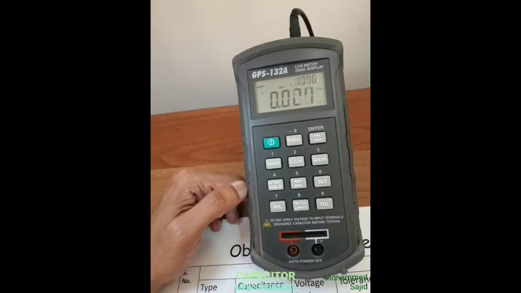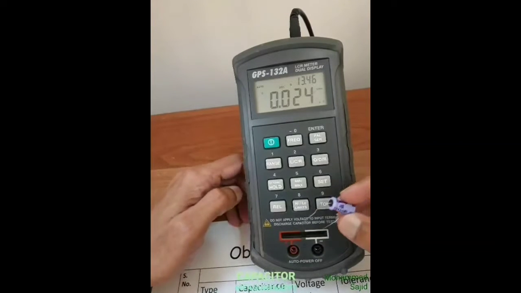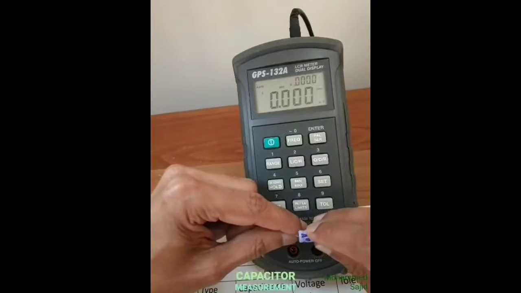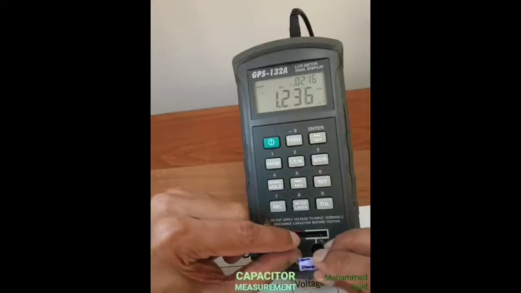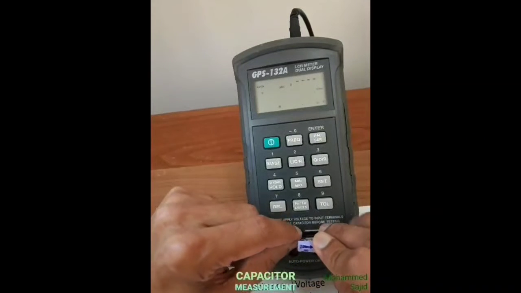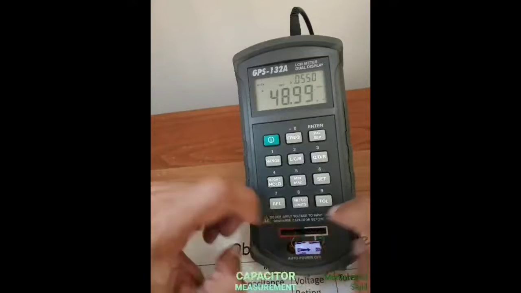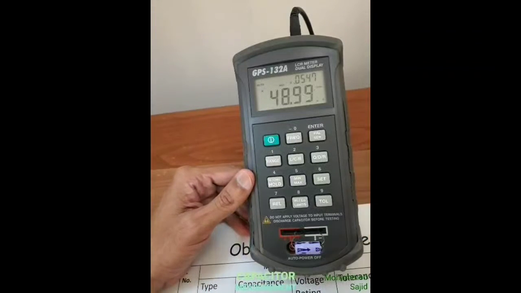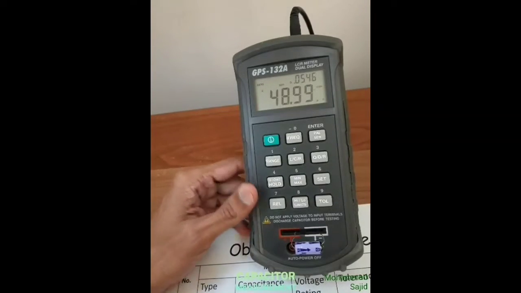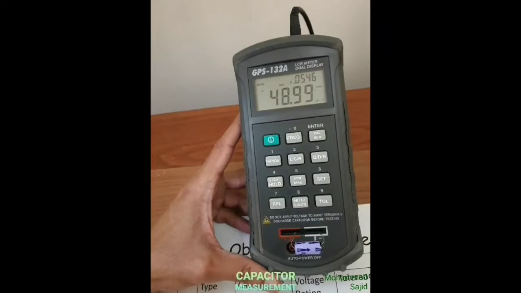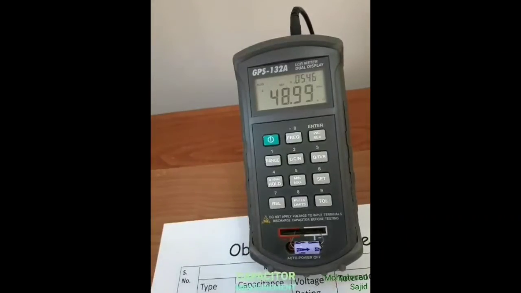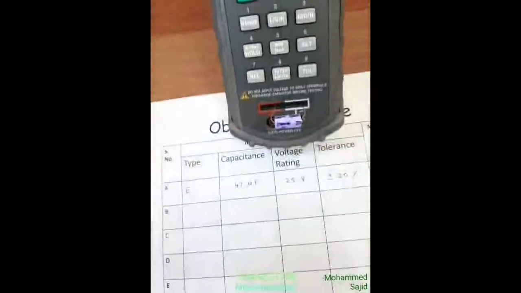Okay, now I will connect this. If you are not using wire, you can insert this directly in this rectangular gap. But be careful, connect positive with positive and negative with negative. Now you can read here. What is the value? 48.99 microfarad. So you have to write this value in the table. 48.99 microfarad. You have to write this value with unit.